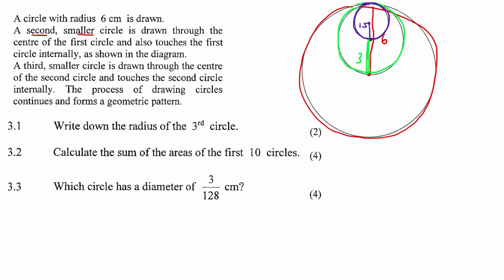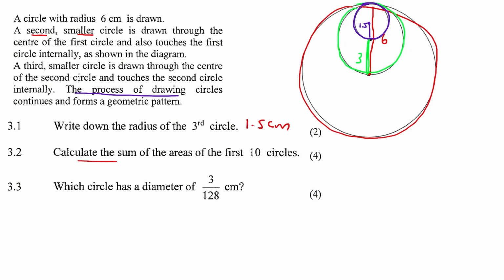Now it says that this process continues, and it's just going to keep going on and on, and it's going to form a geometric pattern. So we can clearly see that we've got a geometric pattern over here. The first question says, write down the radius of the third circle. So the third circle would be 1.5 centimeters.